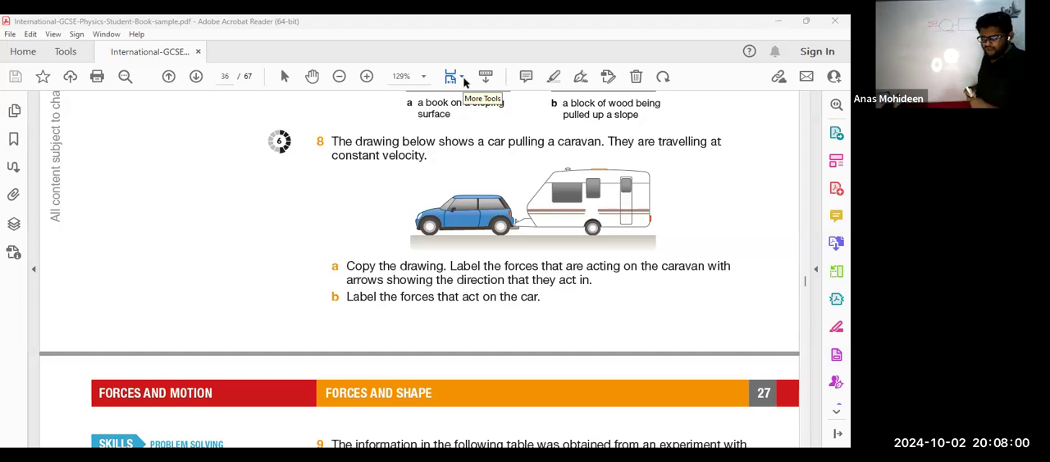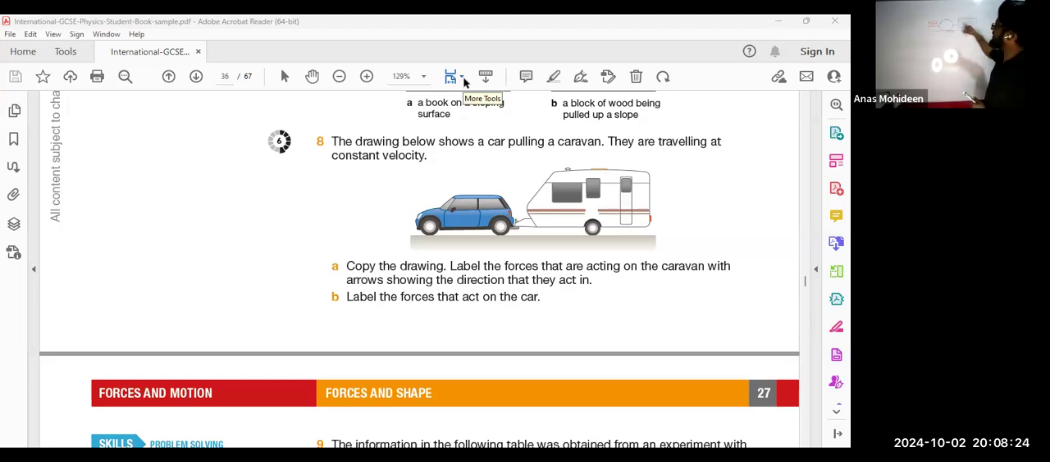And the question is saying, copy the drawing, label the forces that are acting on the caravan with arrows showing the direction that they are acting. Since it is speaking about the car pulling a caravan, I'm taking one direction only. And also they are moving at constant velocity. That means no unbalanced force, it is balanced, it's moving on.